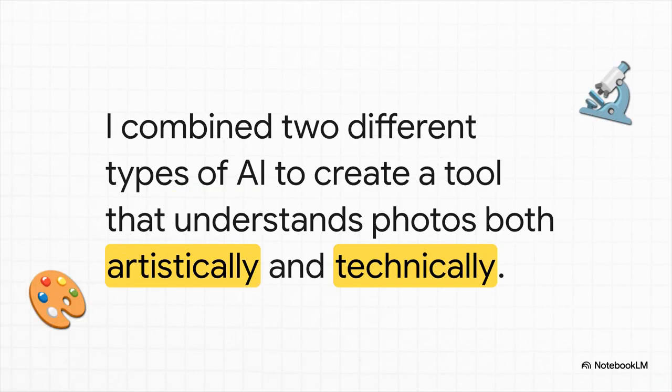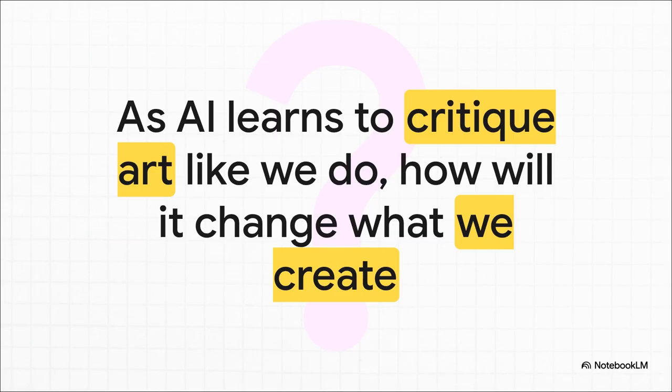So, to sum it all up, the main idea behind this whole project was to bridge a gap. I managed to combine two very different types of AI, one that's descriptive and artistic, and one that's numerical and technical, into a single tool that gets the whole picture. And that brings me to one last big question that I want to leave you with. My project is just a small step, but as AI gets better and better at not just seeing, but understanding and critiquing art like we do, how is that going to change what we, as humans, create? What happens next?